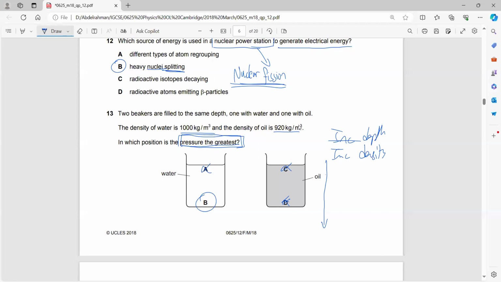Again, how can I increase the pressure? I need to increase the density of the liquid. Oil is less dense than water, so the pressure in the oil would be less than the pressure in the water.